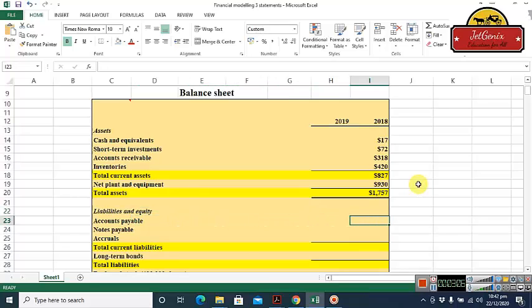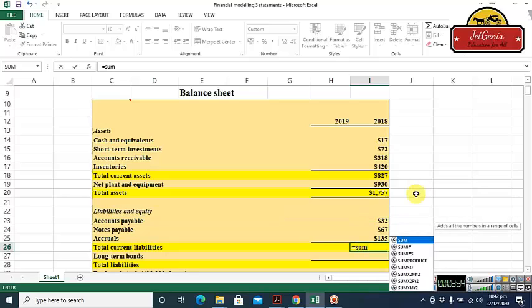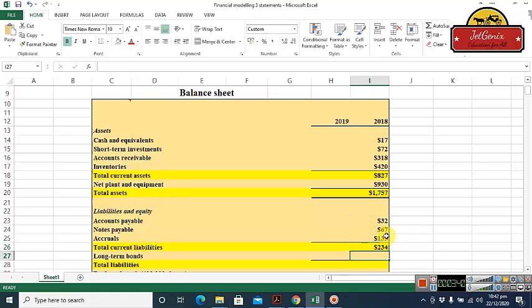Okay, now we are going to record the liability and equity side for 2018. So I am going to write the accounts payable, and let's assume that is 32 million. Okay, and the notes payable are 67 million. These are just hypothetical data I am putting in the financial statements, and the accruals, let's assume, are 135 million. Now the total current liabilities you are going to calculate this way. Sum, and you can select all these things here. So 234 million of total current liabilities.